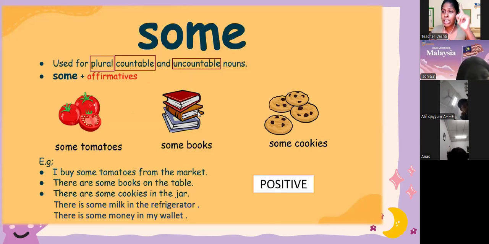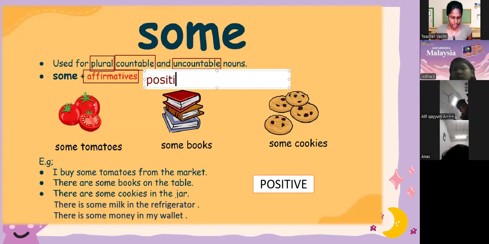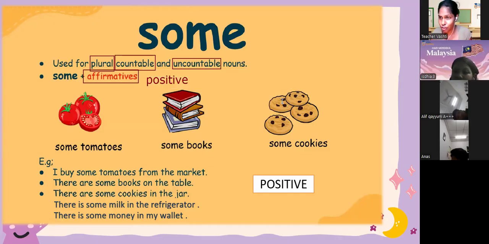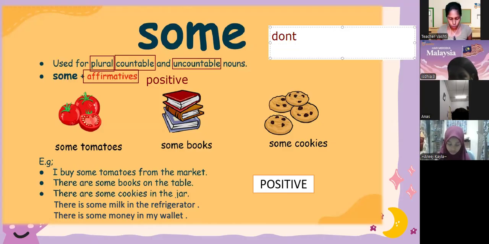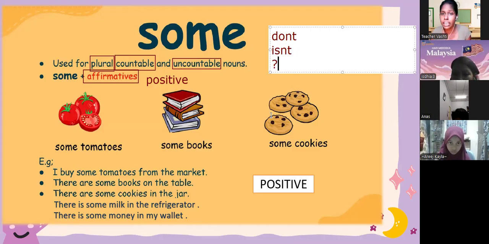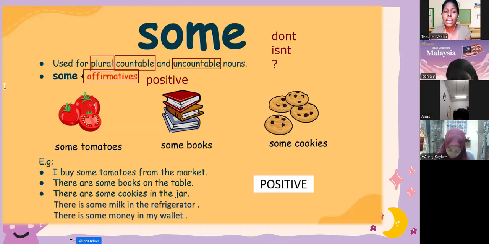But remember, perkataan some ni kebanyakannya kita guna untuk affirmatives. Maksudnya ayat yang positif. Kalau dia negatif, maksudnya tak ada perkataan don't, isn't. Kalau ada negatif atau kalau ada soalan, tak boleh guna some. Alright? Ayat positive only. Only for positive sentences.